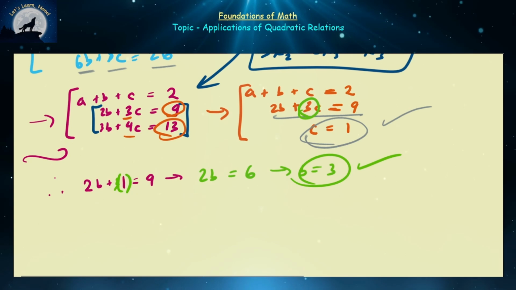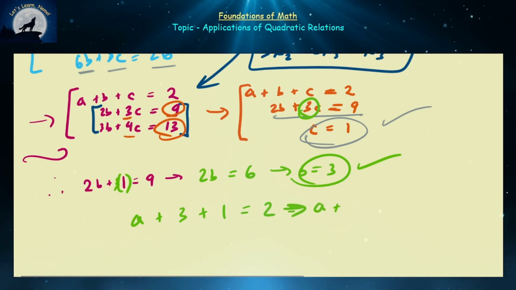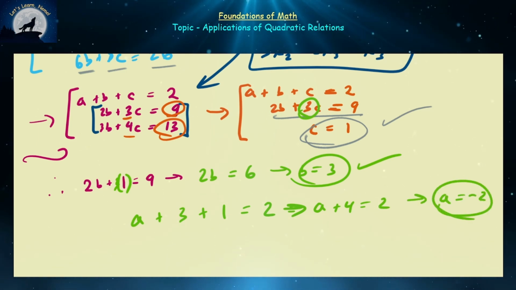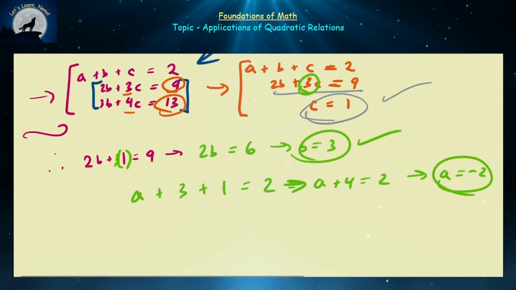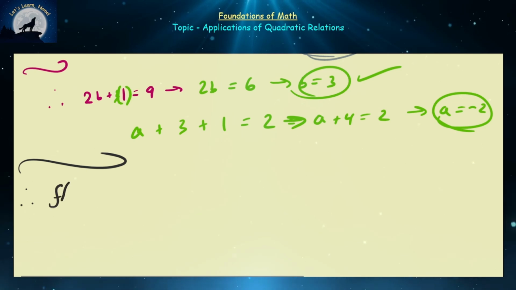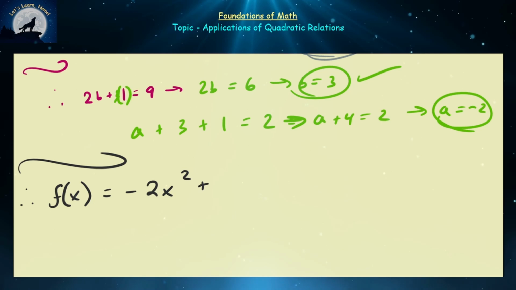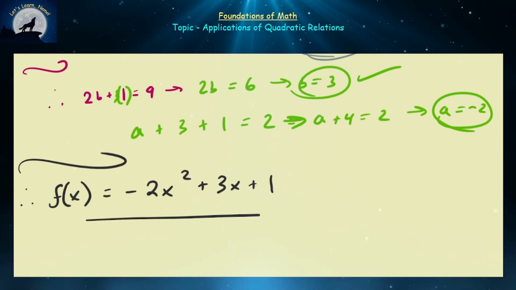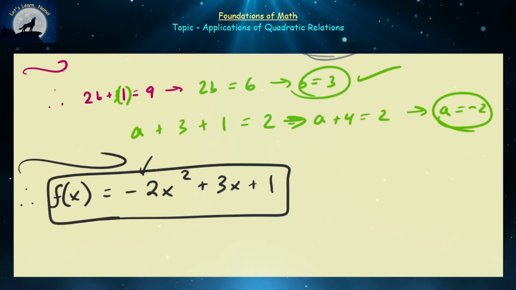And now let's go back to equation 1. All of our coefficients are 1. That's beautiful. So we have a plus b plus c will be equal to 2. So that's a plus 4 will be equal to 2. So that means a must be equal to minus 2. So now we have that particular coefficient. Now let's recollect and organize. So that means our quadratic relation, f of x, is going to be minus 2x squared plus 3x plus 1, right? There's our a, there's our b, and there's our c.